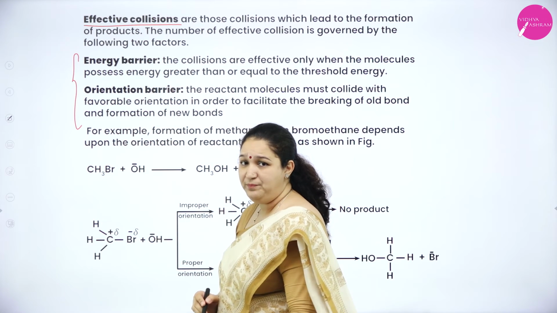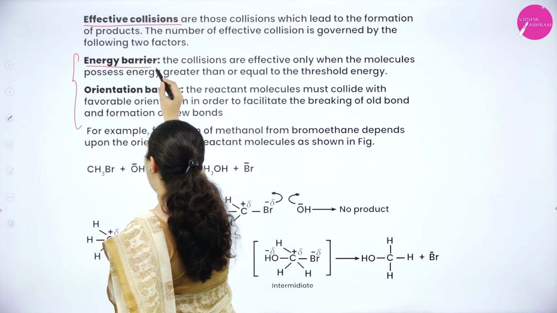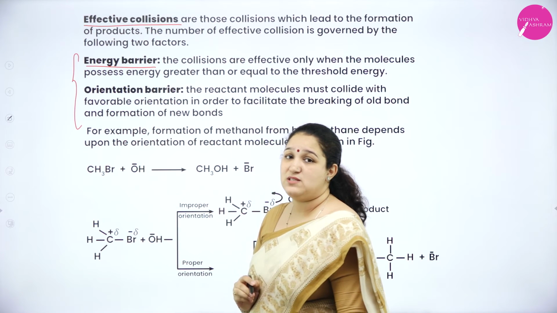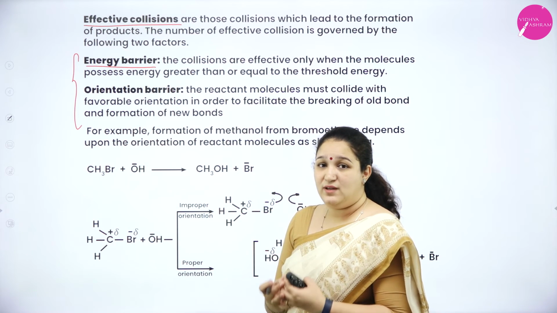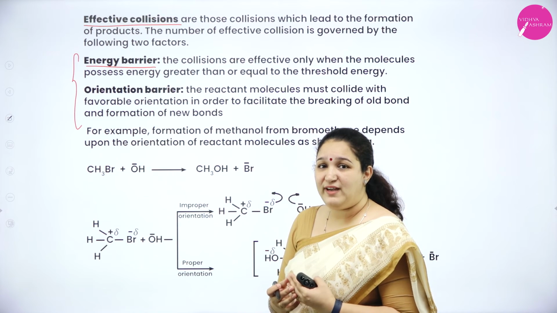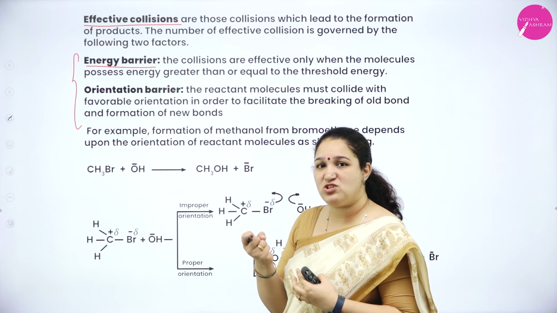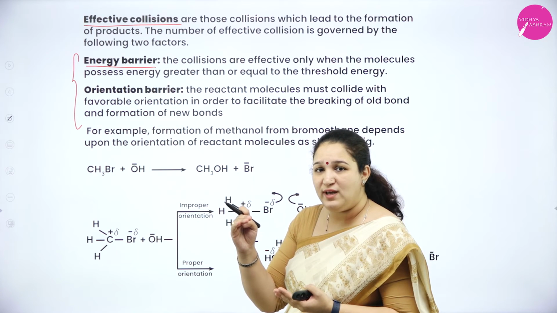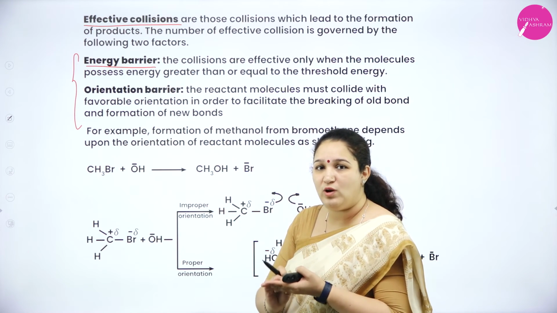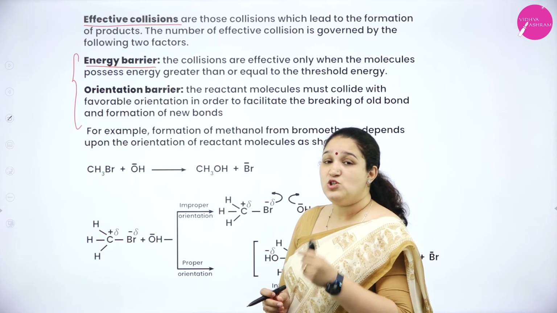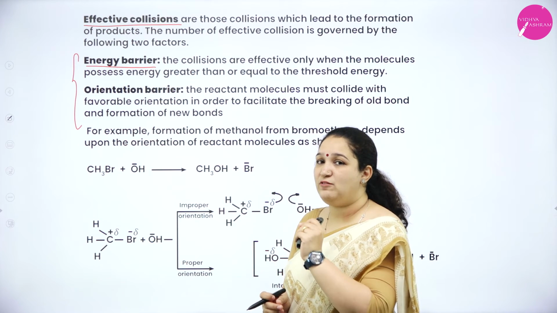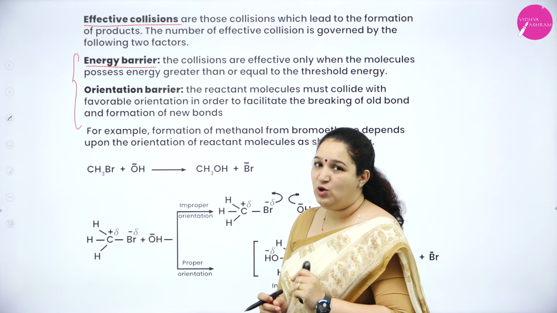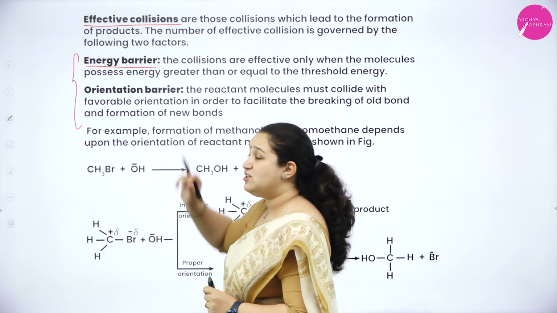The first is the energy barrier, which I already explained. Energy barrier means the reactant molecules should be activated, or they should take up the extra energy called activation energy. They should reach the threshold energy level. Only then, if they collide, will they form products. So only activated molecules can form products when they collide. So that is the energy barrier.